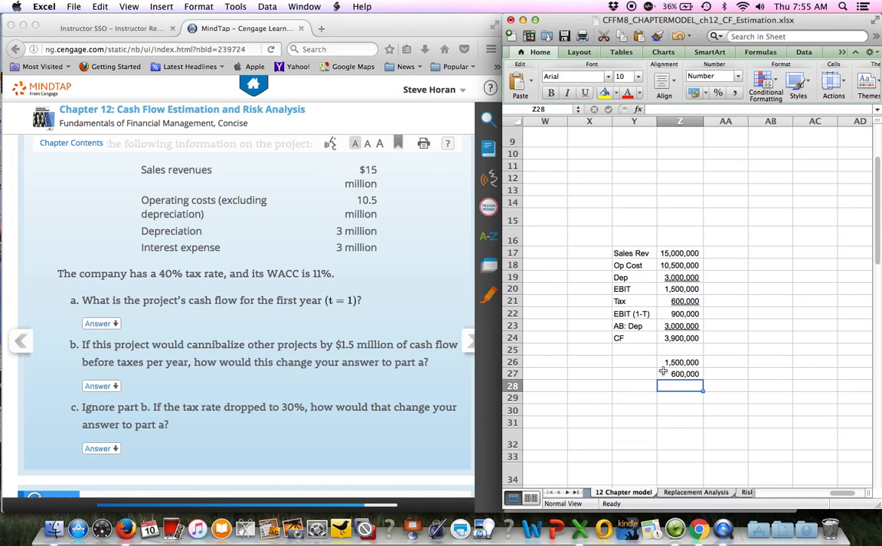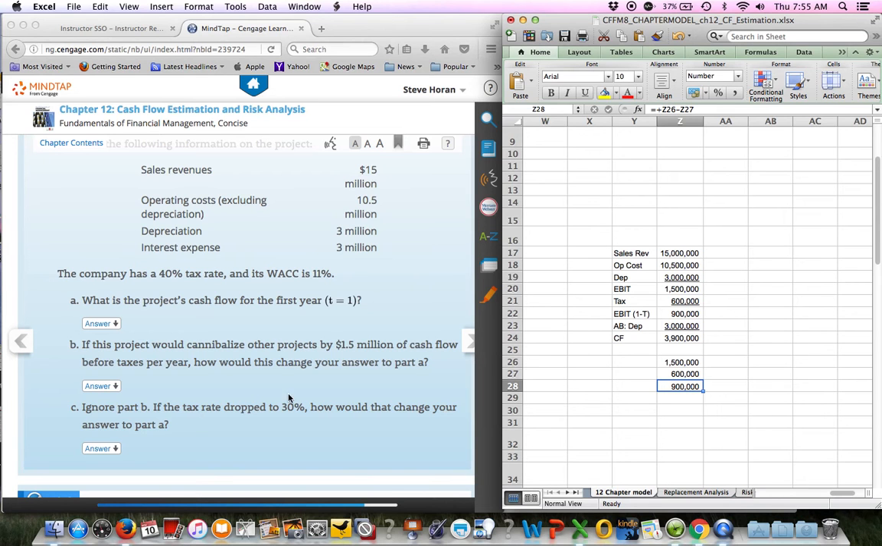So my tax would be 600,000. So the after-tax effect of this would be 900,000. So let me just do the math. Essentially, I would say that's a cost of this project. So I would reduce the cash flow above from 3.9 million down to 3 million. I would subtract the net effect of this revenue loss away from the cash flow and just say my project cash flow will be 3 million instead of 3.9 million.